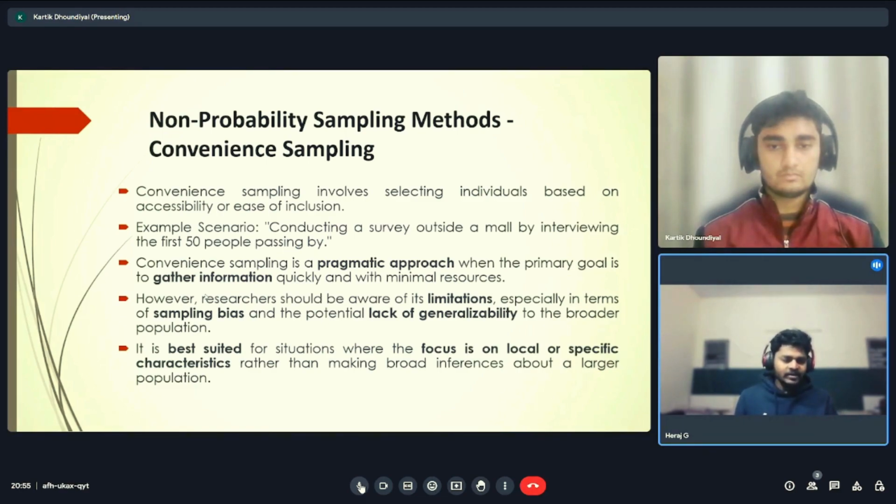It is a pragmatic approach where the primary goal is to gather information quickly and with minimal resources. However, researchers should be aware of its limitations, mainly sampling bias and the potential lack of generalizability to the broader population. It is best suited for situations where the focus is on local or specific characteristics rather than making a broad inference about a larger population.